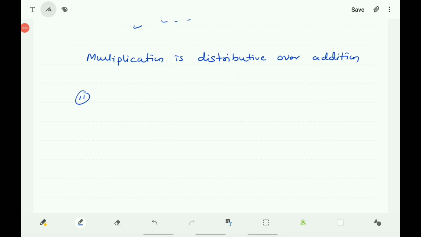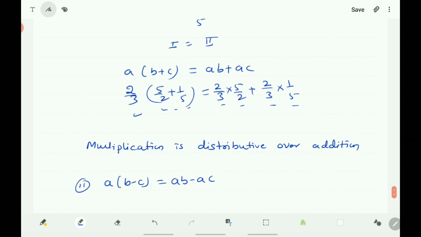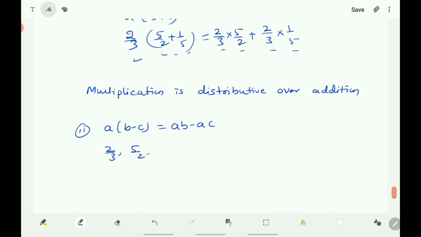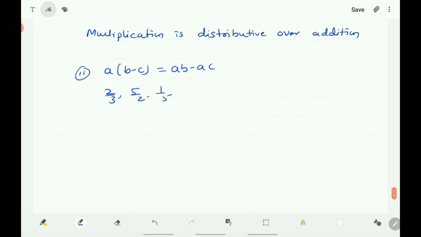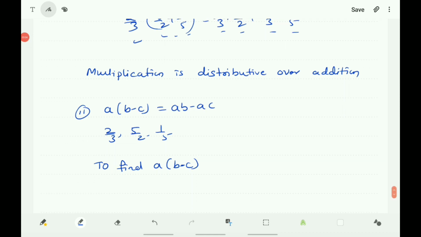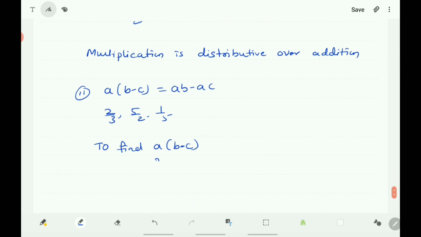Second one is the distributive property of multiplication over subtraction, that is, A into B minus C is equal to AB minus AC or not. So you take the same numbers, 2 by 3, 5 by 2 and 1 by 5. Now to find the LHS, that is A into B minus C, A is 2 by 3, B is 5 by 2 minus 1 by 5.